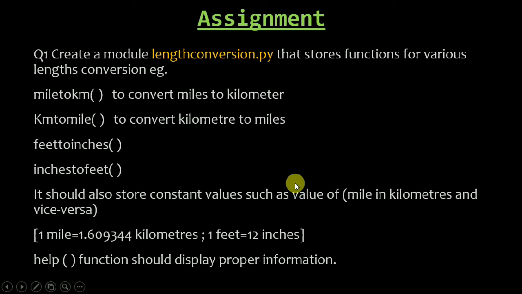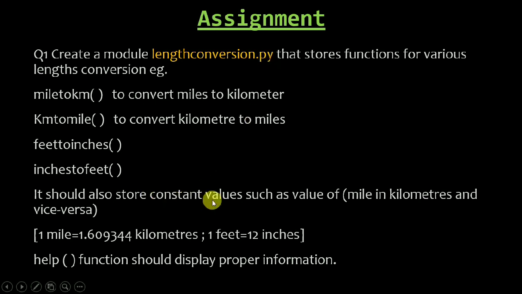Now next is the assignment part. You have to create a module length_conversion.py that stores the functions for various length conversions. For example: mile to kilometer, kilometer to mile, feet to inches, inches to feet. So 4 functions you have to create, and you have to write down the formula for converting one length into another type, and you have to write the docstring also. This thing we have discussed in the last video. You can just watch it once to understand it more clearly. Write the docstring of that one, write the formulas, and then save the file as length_conversion.py.